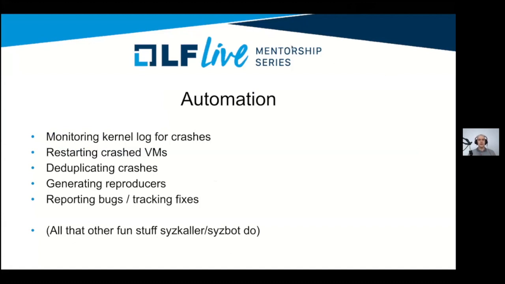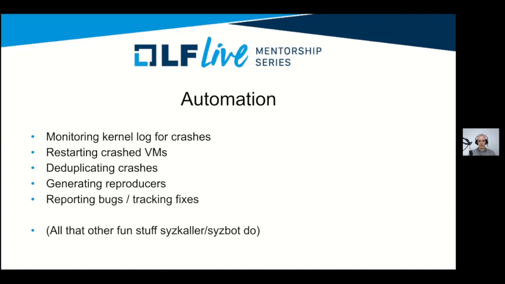And when it comes to automation, of course, there is a lot of stuff you can do. Ideally, if you're writing a fuzzer on your own, you should be able to just leave the fuzzer running for the night. You go to sleep, then you wake up in the morning, you check out the fuzzing results. And you should be automating up to that point, at least. So you should write some code to monitor kernel code for crashes. You should restart crashing VMs or physical devices in case you're using physical devices.